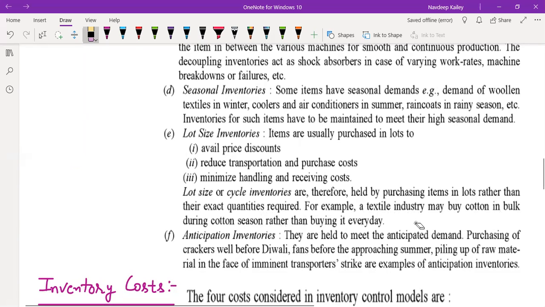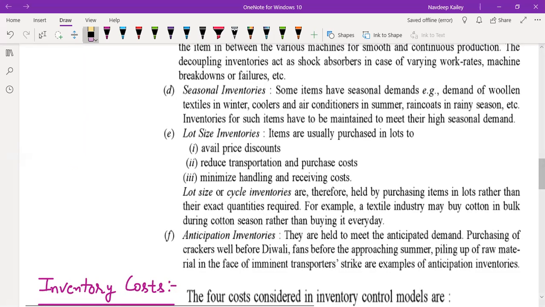Next is anticipation inventories. They are held to meet the anticipated demand. What is anticipated demand? That is purchasing of crackers well before Diwali, fans before the approaching summer, piling up of raw material in the face of an imminent transporters' strike. These are examples of anticipation inventories. Now we will discuss what the inventory costs are.